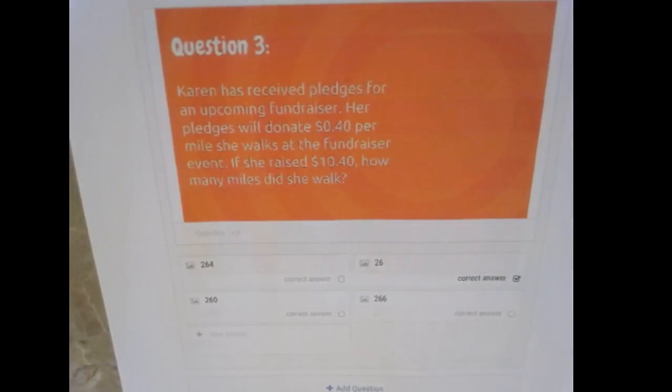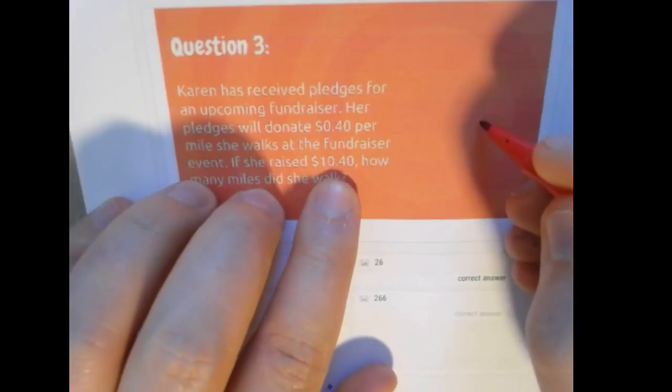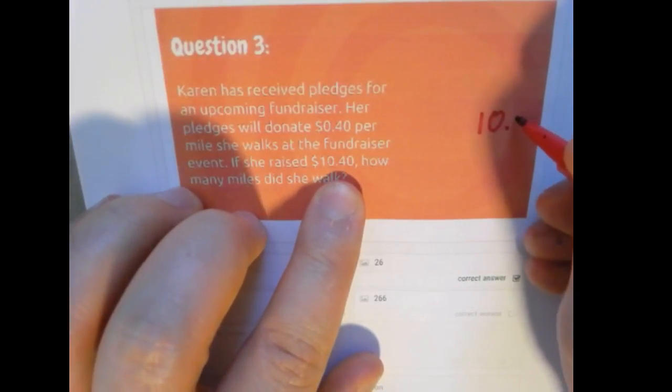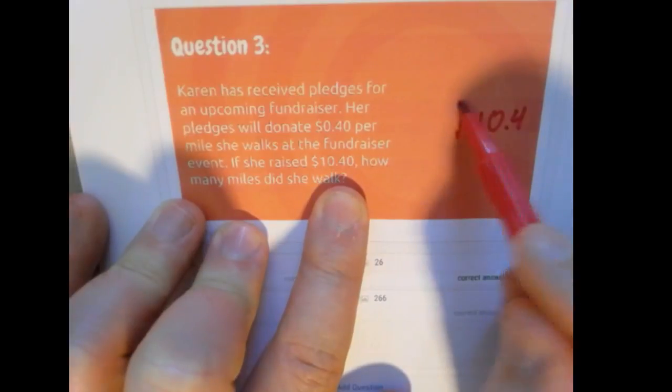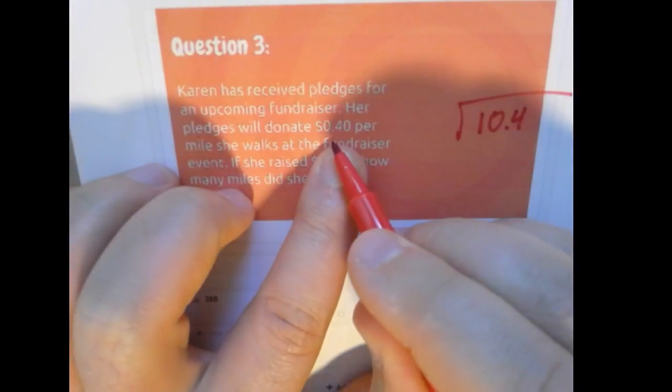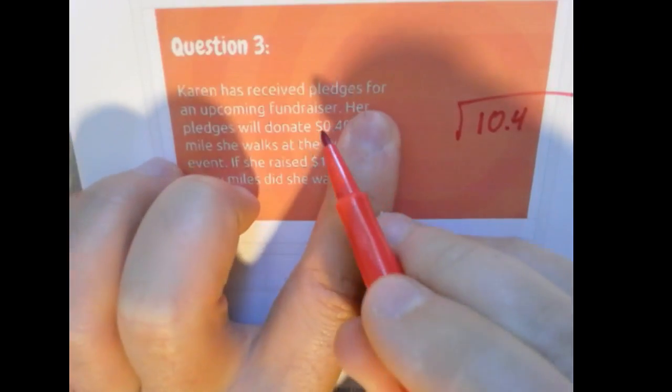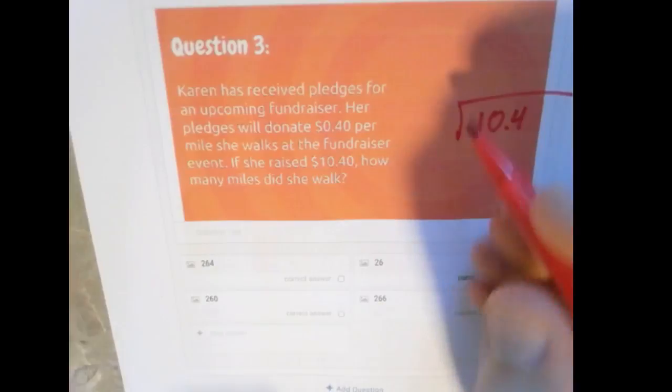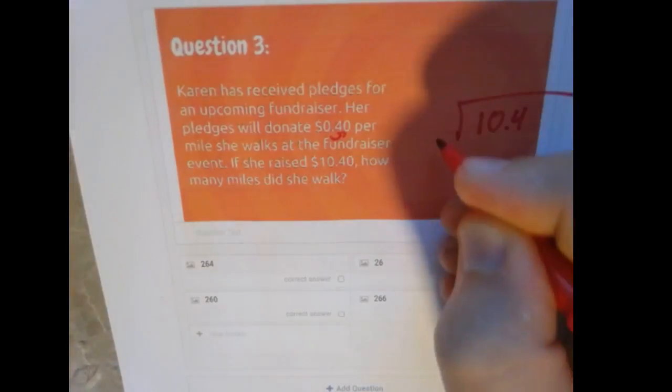Okay, one more example. Karen has received pledges for an upcoming fundraiser. Her pledges will donate 40 cents per mile that she walks at the fundraiser event. If she did, in fact, raise $10.40, how many miles did she walk? So how we can do this one, very similar. 10.40 inside of this. And now instead of $0.4, I will use the number 4. Okay, so I'm moving the decimal point 1 spot.